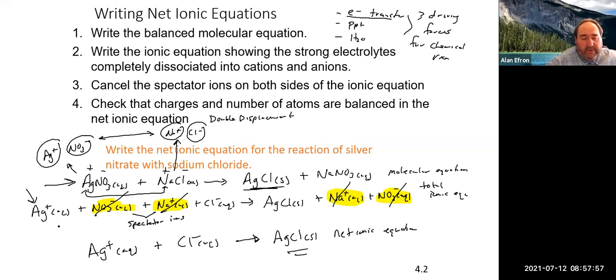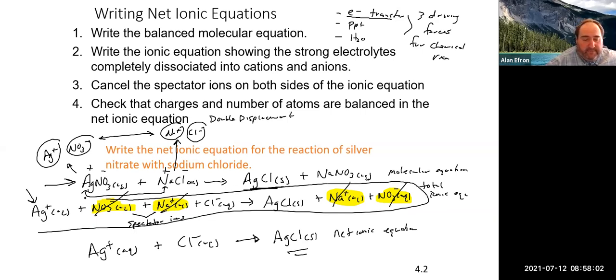So when you look at your total ionic equation on the left-hand side of the arrow and on the right-hand side of the arrow, you should have ions that look exactly the same. So for example, on the left-hand side here, we have an NO3 minus ion. On the right-hand side, we have an NO3 minus ion by itself, looking exactly the same. Those would be spectator ions. We have a sodium ion, Na plus on the left and Na plus on the right. Those look exactly the same, so those would be our spectator ions, and then we would cancel them out.